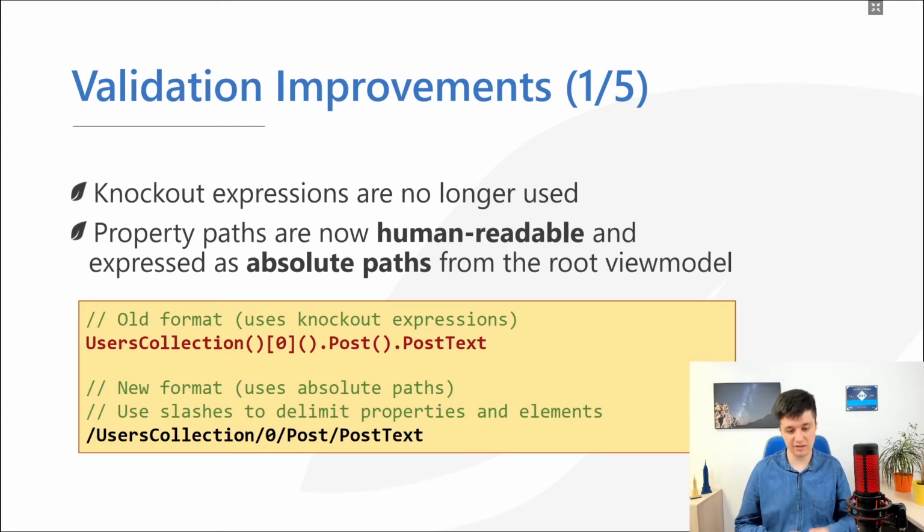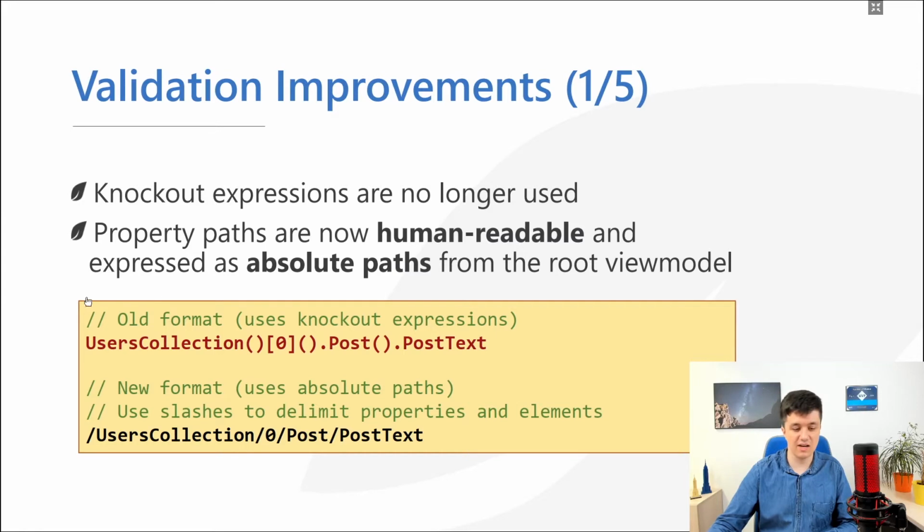If you are wondering and never saw this, how did they actually look like, you can see them in this short code example that I prepared. This old format of property paths is expressed with this red color. You may notice there are so many parentheses. That's because, since we are using knockout, we need to unwrap individual observables until we get to the target property that we want to assign a validation error to.